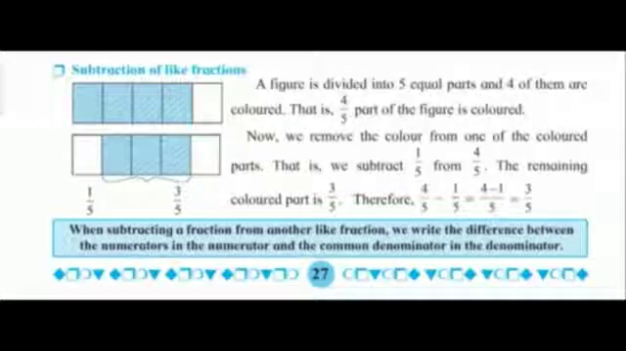Now look at the highlighted point. When subtracting a fraction from another like fraction, we write the difference between the numerators in the numerator and the common denominator in the denominator. While we are doing the subtraction of like fractions, we find the difference in the numerator itself. We are not finding any difference in the denominator. So the denominator is the common denominator. Okay, now let us solve the problem set.